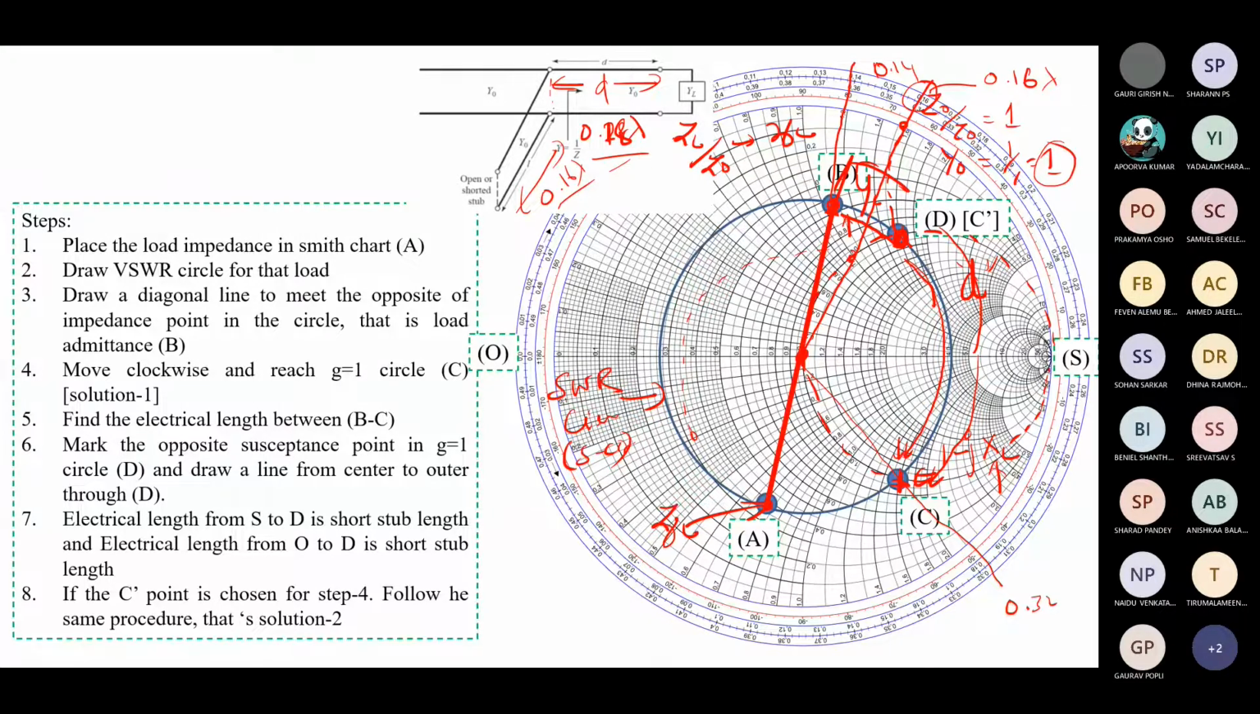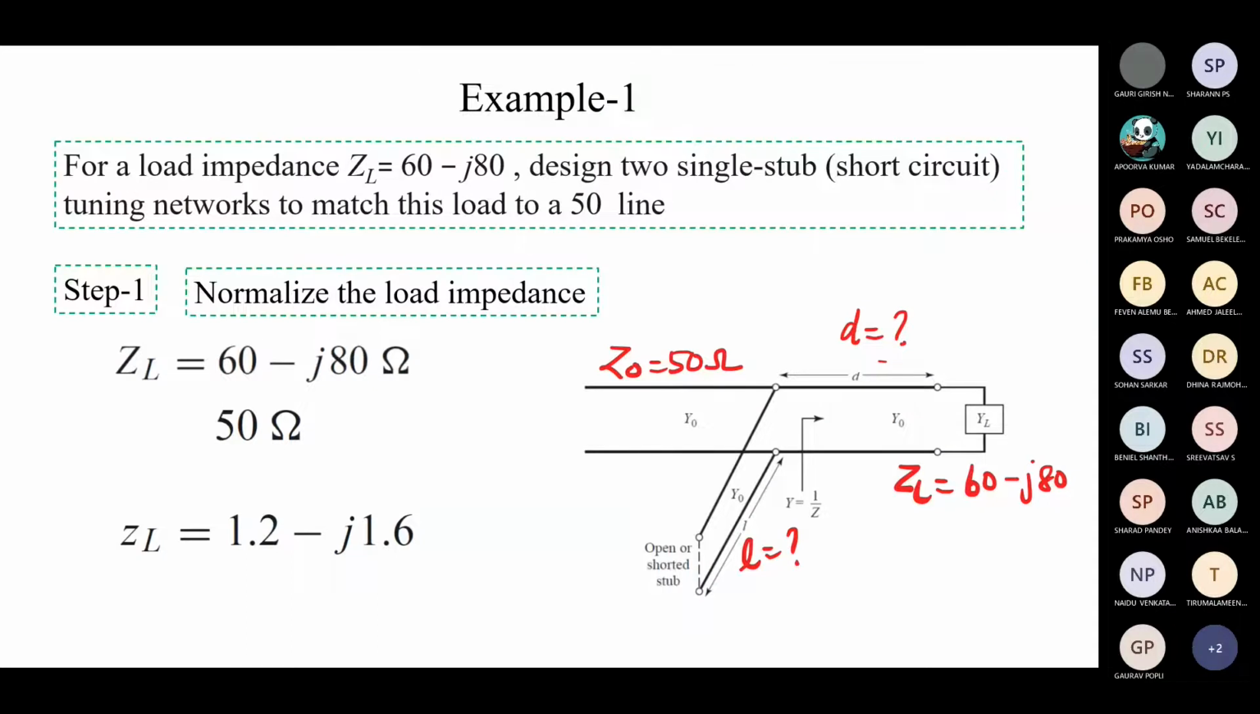So let us take an example so that you will understand quickly. This we have already seen. This is the load impedance available here. Then we have to create the single stub. Sometimes it is mentioned what type of stub to use, whether a short circuited stub or an open circuited stub. Here it is a short circuited stub. Then we have to match with the 50 ohm line. We have a 50 ohm line here and a load impedance here. Our job is to find the distance d and the stub length L. These are the two things we have to do.